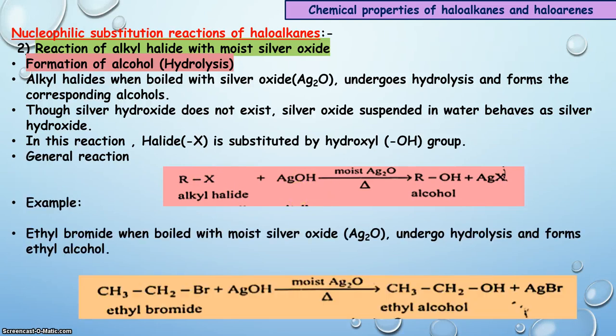Let us talk about an example. Ethyl bromide when boiled with moist silver oxide undergoes hydrolysis and forms ethyl alcohol. In the same way, the bromine of ethyl bromide is substituted by the OH group.